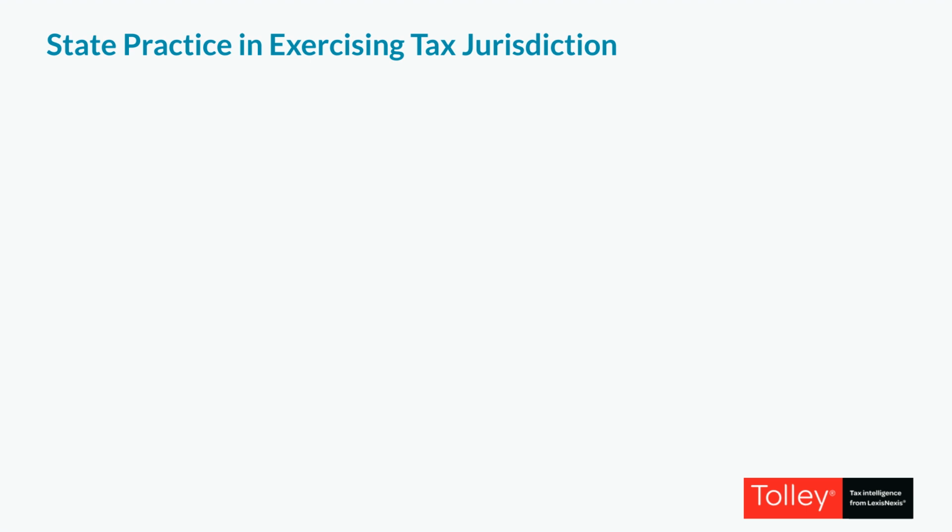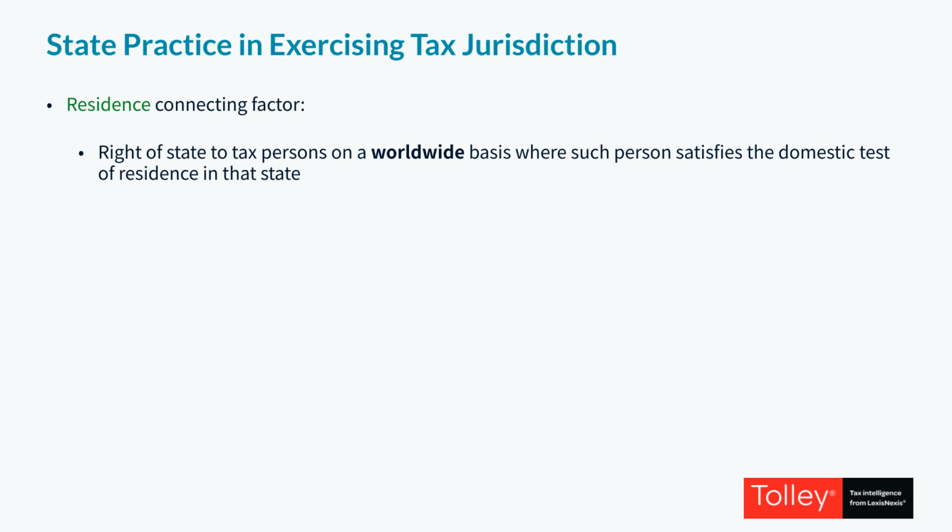All of these ideas have led us back to the two general principles that we find in international tax, being the connecting factors of residence and source. Typically, when a country uses the connecting factor of residency, then that country will tax the person on a worldwide basis. This means the person is taxed on their income and gains wherever they arise in the world, if that person satisfies the domestic test of residency in that country.